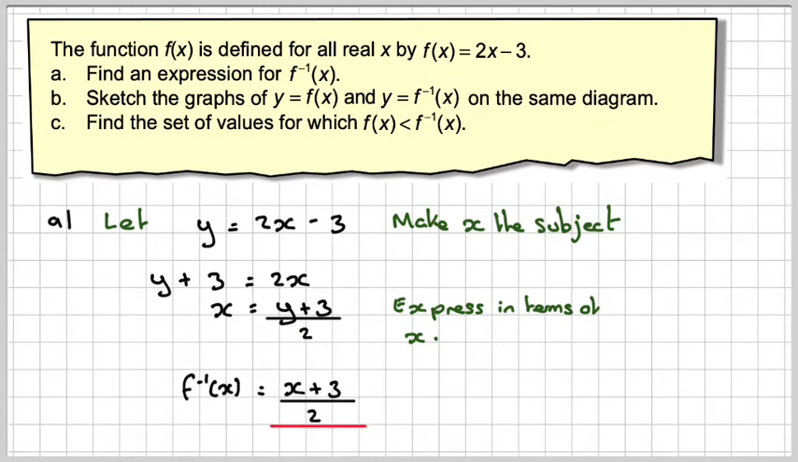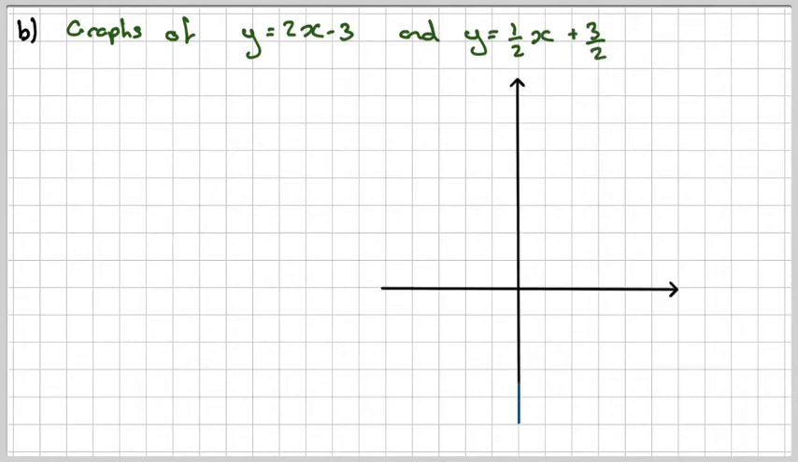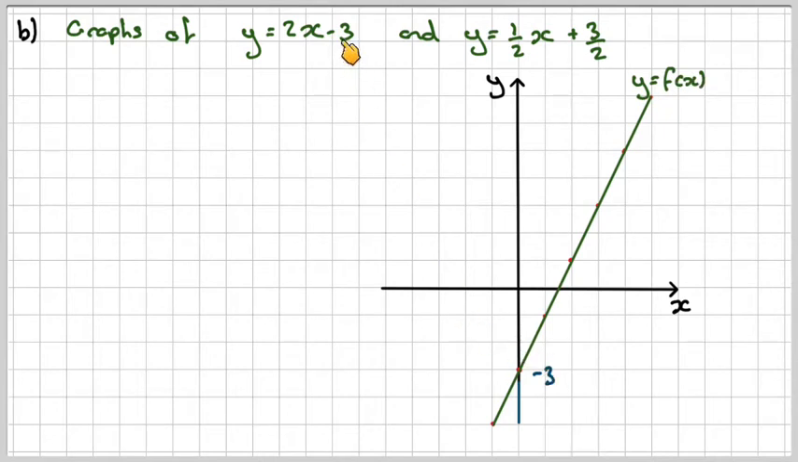Right, we now need to sketch that one and that one on the same graph. Okay, so drawing a set of axes. Going to mark on minus 3 first of all, because y is equal to mx plus c. And then for every one along it goes 2 up. And then similarly here, we'll split the denominator up, it's half x plus 3 over 2, so it will go through the point 3 over 2. And then for every 2 along it go 1 up, so we get this graph here.